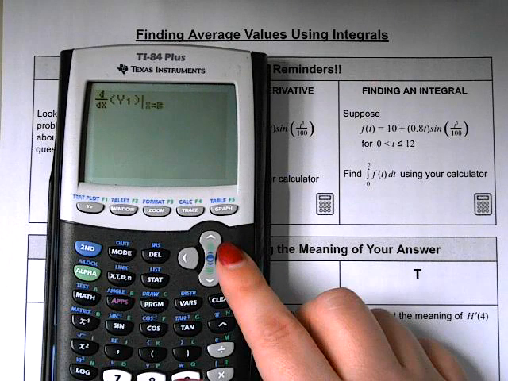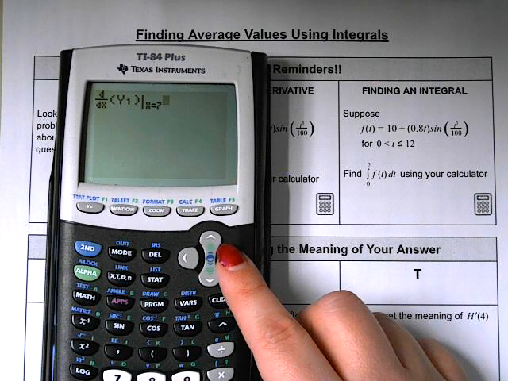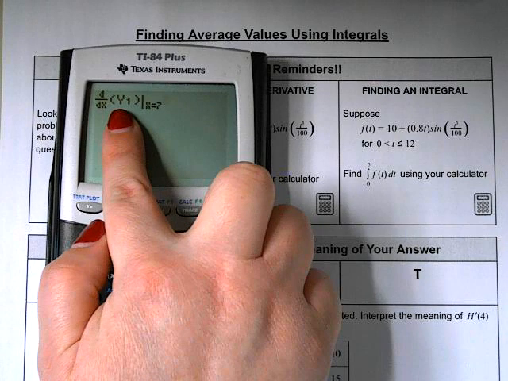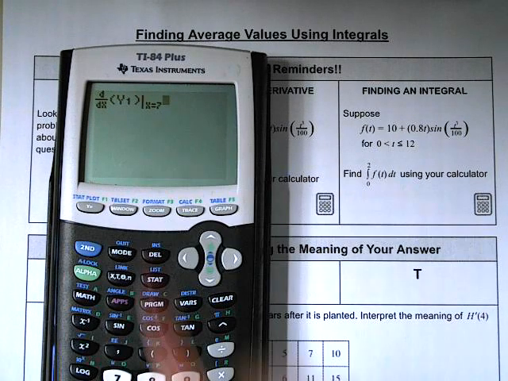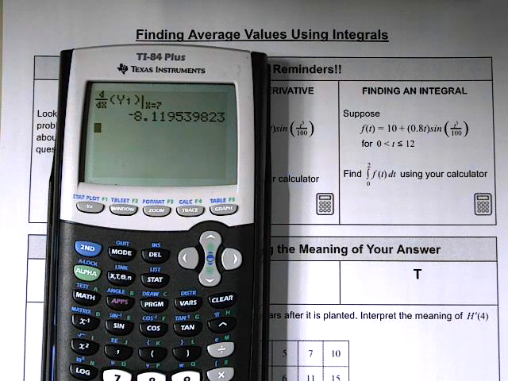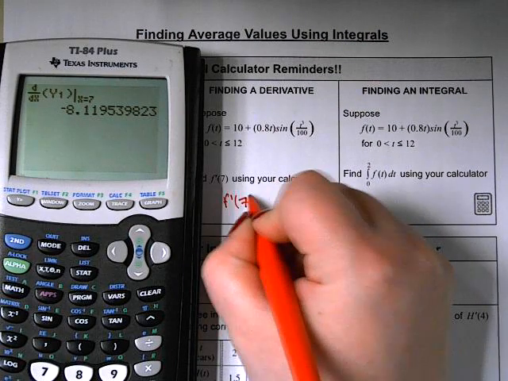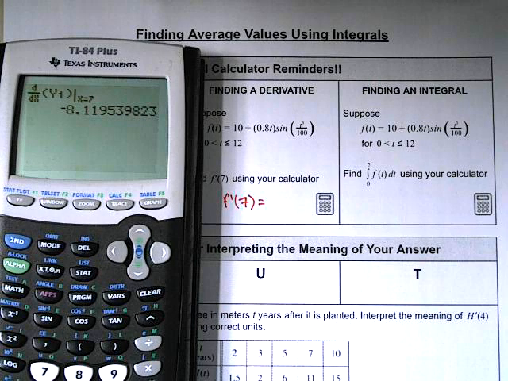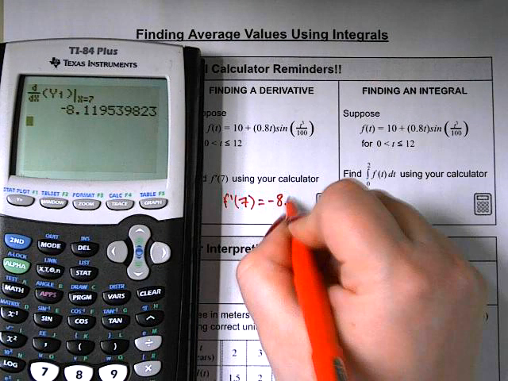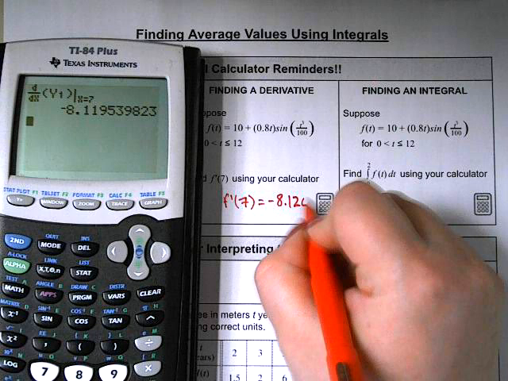What this is going to do is take the derivative of the function that we put into y1, and it's going to take the derivative at 7. So just go ahead and hit enter. So we can see that f prime of 7 is equal to, we want 3 decimal places, so negative 8.120.